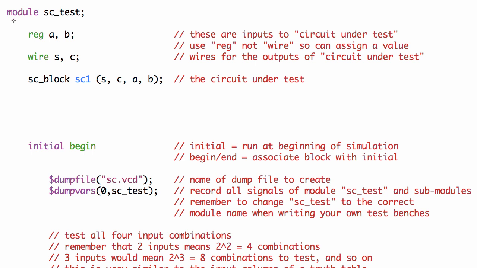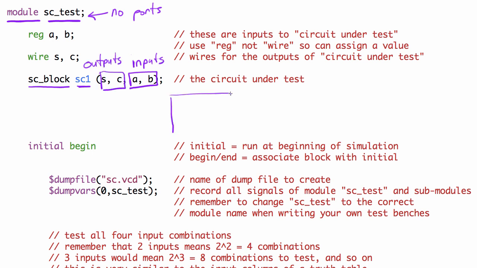So a test bench, as we said, is a module just like the Verilog modules we've made before, and we've given it the name SC test. You'll also notice that there's no ports. Instead, our test bench only contains one component. That's this SC block, and we've given it the name SC1. An SC block turns out to have two inputs, A and B, and two outputs, S and C. So our component looks something like this. Here's our block, SC1, and it has two outputs, S and C, and two inputs, A and B.